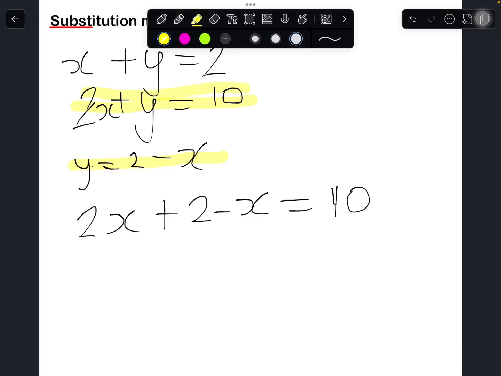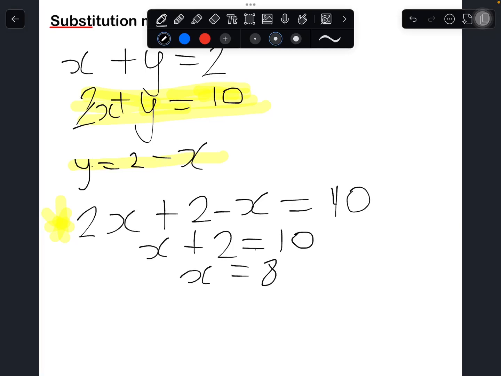So first we converted it, and then we substitute it into the next equation, and that's how we finally get this. Okay, so let's now solve for x. We'll then have x plus 2 equals 10, and then we'll get x equals 8.